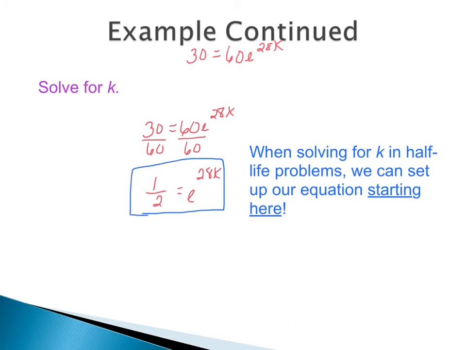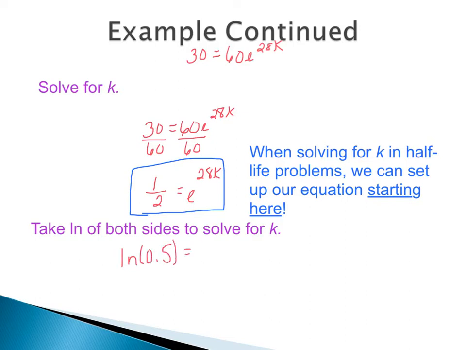Because we're saying that half of whatever the original amount was is going to equal e to your half-life time, the number of years it takes to get half of your amount, times your k, which is what we're trying to find, the rate of decay. It's okay that we could have started here as long as you understand where it comes from. At this point, to solve for k, we want to take the natural log of both sides since we have that natural base. It'll make our lives a little bit easier. So I'm going to have the natural log of 0.5, you can keep it 1/2 if you want, equals the natural log of e to the 28k.